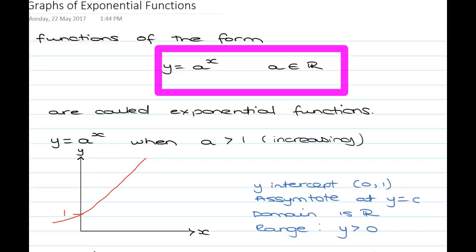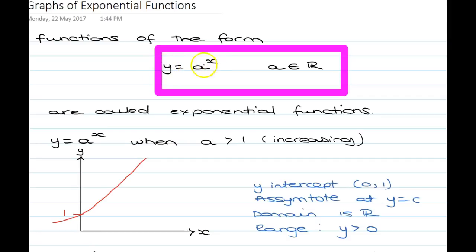So I talked to you about how the range is greater than 0. So let's just pick any x value that could go into this function. So let's pick 2 to the power negative 2. So we know from our laws of indices that 2 to the power negative 2 is 1 over 2 squared, which is 1/4. So even when x is negative, y is still above 0.